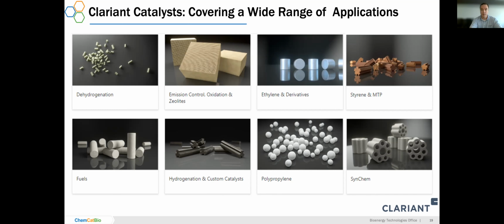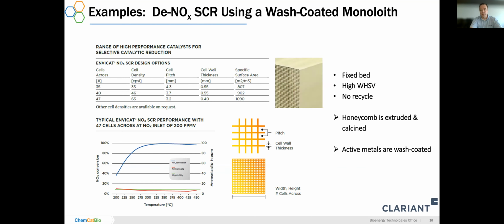Next slide. So just a couple examples of different looking engineered catalysts for specific applications. This one is for DeNOx, so selective catalytic reduction. I showed one of these monoliths in the previous slide, but this I guess it's a beige box, right?